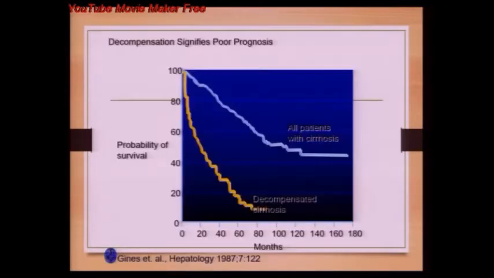The prognosis of patients with cirrhosis, here's at the time of diagnosis and following them through. Again, 180 months is not that long. All patients with cirrhosis, probability of survival. This is all comers. And if you look at all comers, your median survival is less than 10 years. But if you're decompensated at the time you come to attention, which is more common than not, then your median survival is less than 2 years.